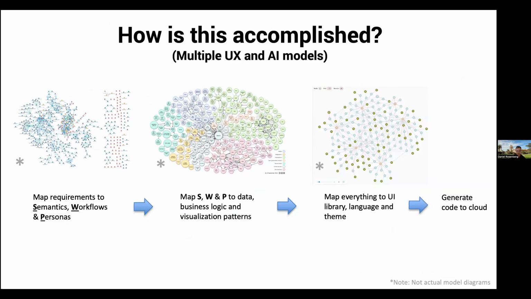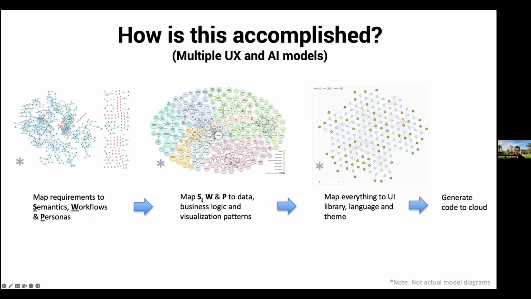How is this accomplished? Well, there are multiple models. These diagrams are just placeholders. I'll show you one real diagram, but just understanding that there's lots of different knowledge graphs. So what you have to do is you have to map the semantics of the interaction design, and I will clarify what I mean by semantics for those of you who haven't read my book, and just a little bit, the workflows that need to be accomplished, and the personas who will interact.